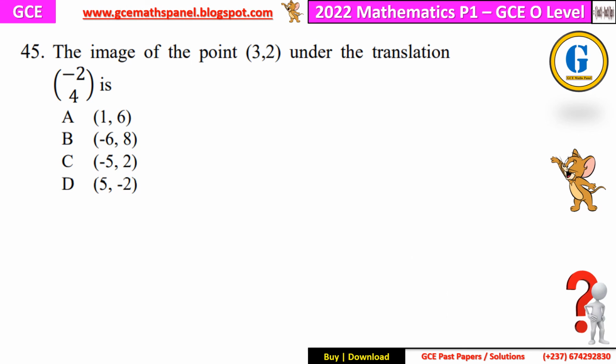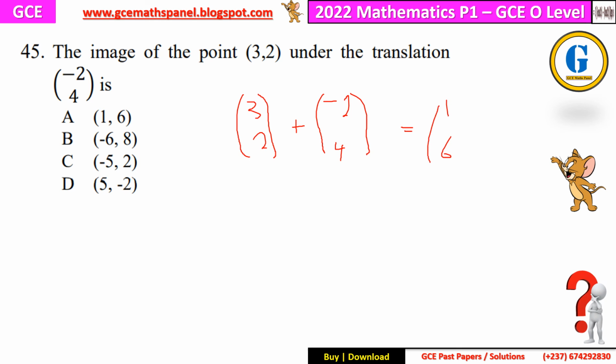Now question 45. The image of the point 3, 2 under the translation is... So this is the point 3, 2, and the translation is negative 2, 4. So we add it, because the translation is a shift. So 3 plus negative 2 is 1. 2 plus 4 is 6. So what does this give us? This gives us 1, 6.